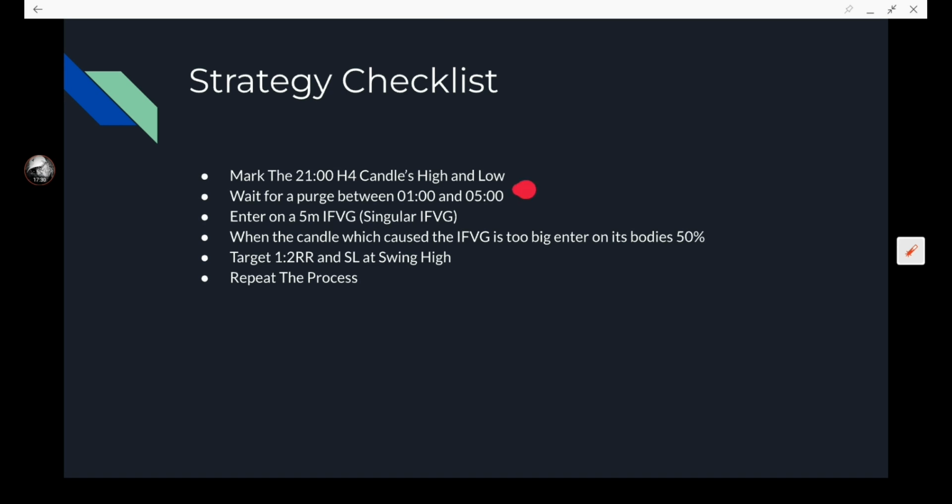So you wait for a sweep between 1 a.m. and 5 a.m., the London kill zone. Then you enter on a 5-minute IFVG, a singular IFVG. When the candle which caused the IFVG is too big to enter, we enter on its body's 50%. Then you target 1 to 2, you put your SL at the swing high or swing low, and then you repeat the process.